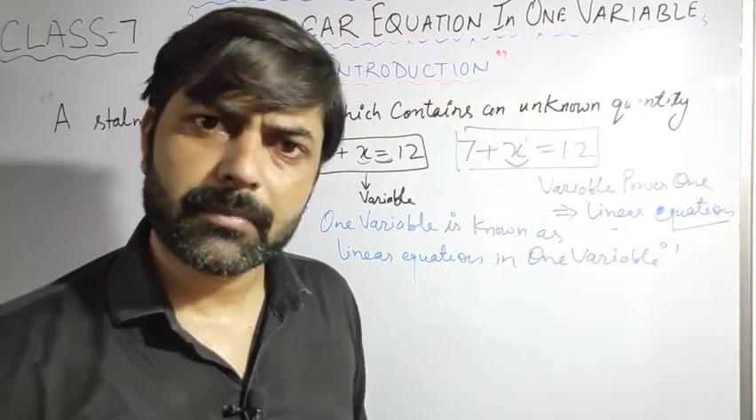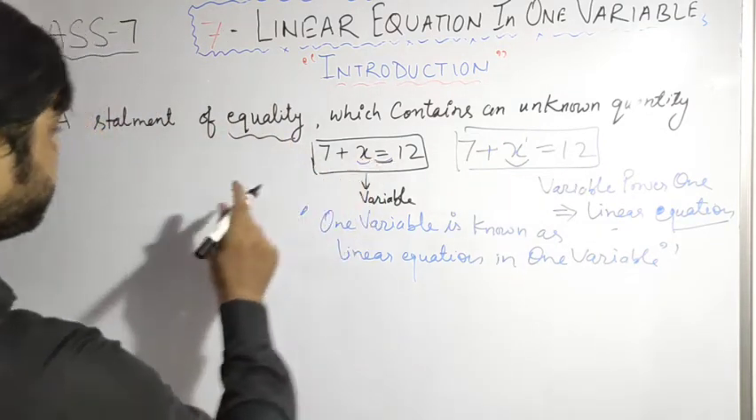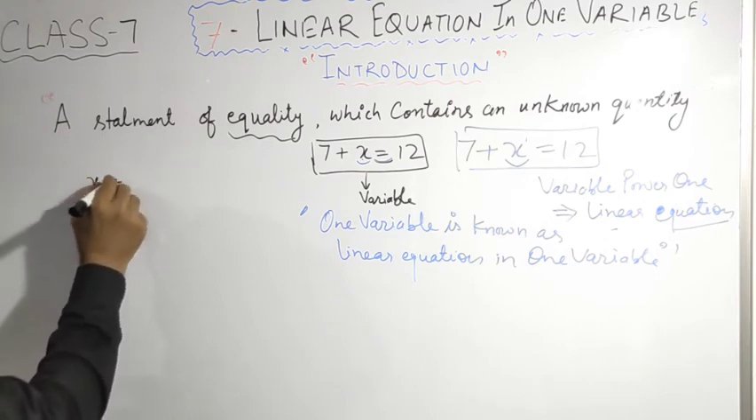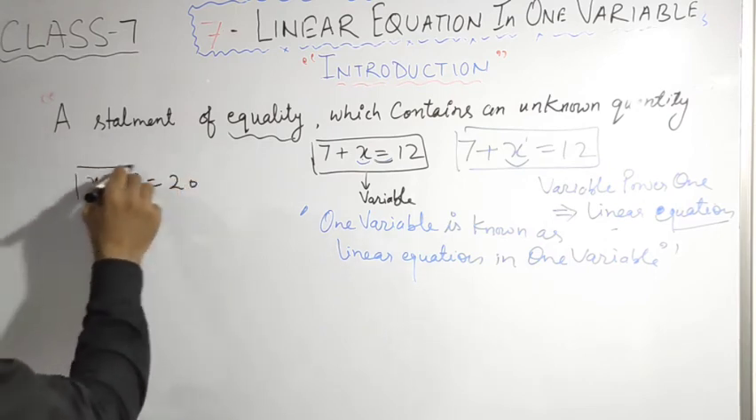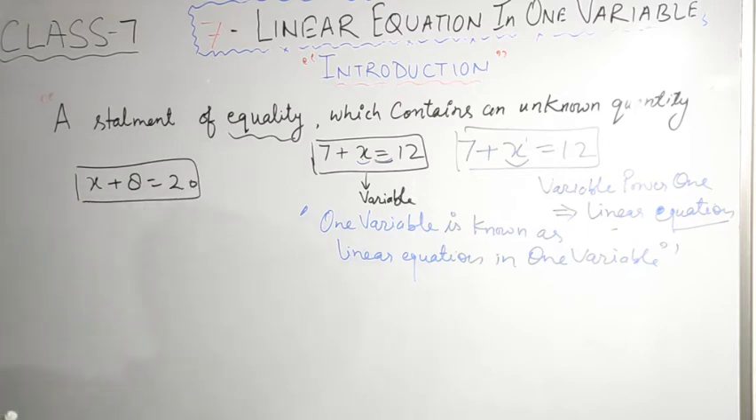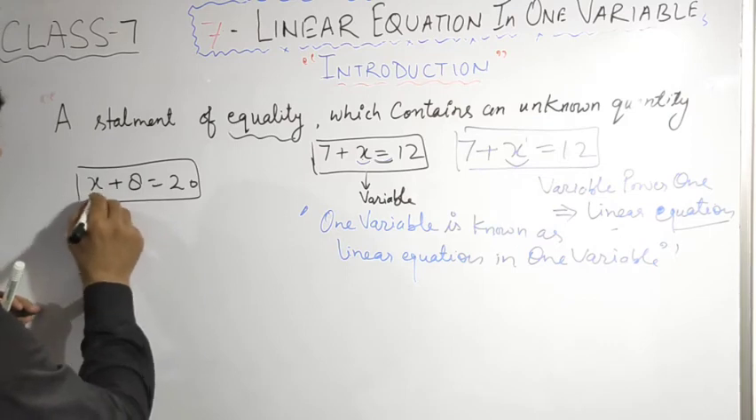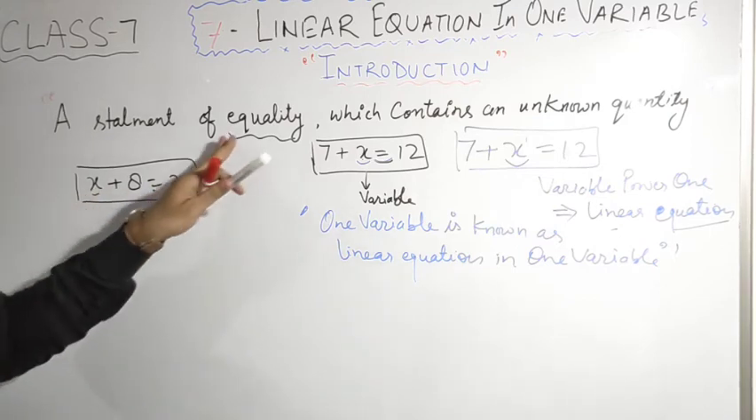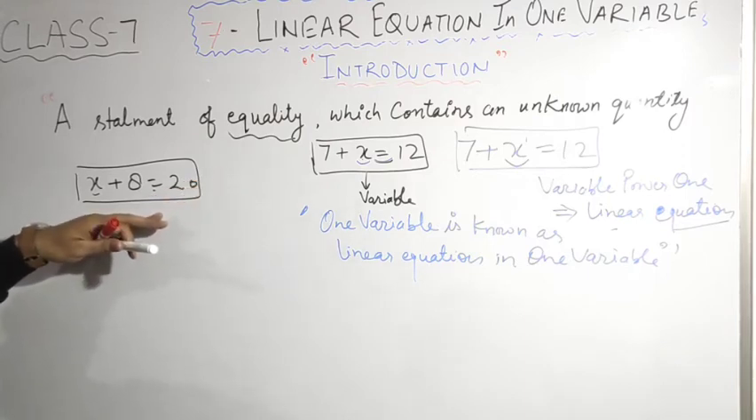Understood? Okay, did you get the point? If there is a statement like x plus 8 is equal to 20, this type of statement is known as an equation. Why? Because this statement contains a variable and an equality sign. An equation contains equality and an unknown quantity.